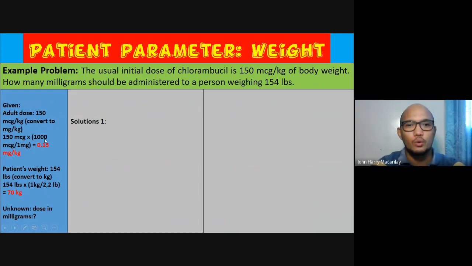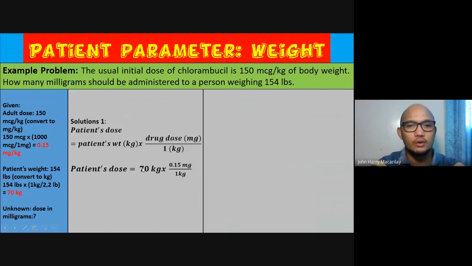For the first solution, we can use the reference formula: patient's dose equals patient's weight in kilograms times drug dose in milligrams per kilogram. Let's substitute our given. The patient's weight is 70 kilograms. The drug dose is 0.15 milligram per kilogram. The answer now is 10.5 milligrams. So 70 times 0.15 milligrams over 1 kilogram is equivalent to 10.5 milligrams. Cancel the unit of kilogram. What's left is just the milligram.